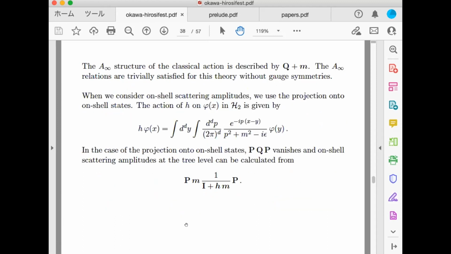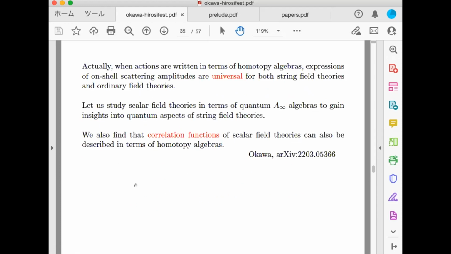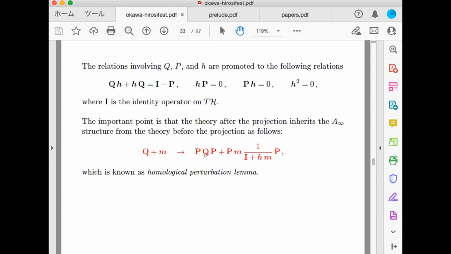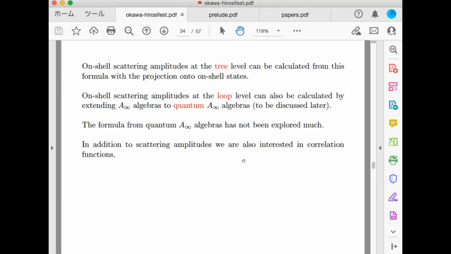Then the structure of the algebra is an extension of these operators, the boundary-face operators. But if the relations are trivially satisfied, the theory is without gauging. As I just said, the derivative in this one is not very important, this is just a trivial function. You may consider on-shell scattering amplitude, and also we need to define H. This is just a standard property. In the case of the projection of the on-shell space, this is a universal formula. So this one is equivalent to on-shell scattering.